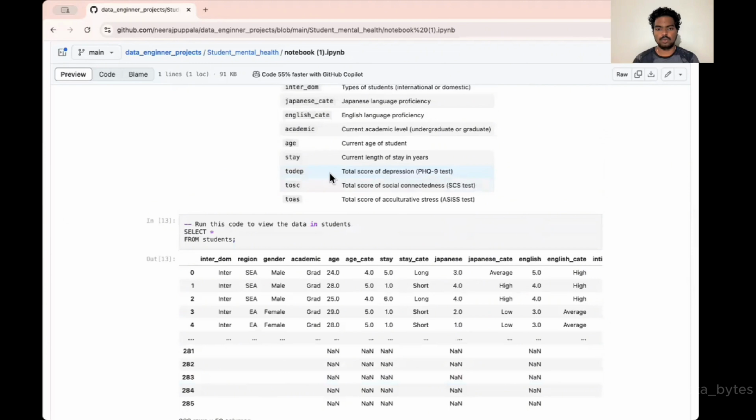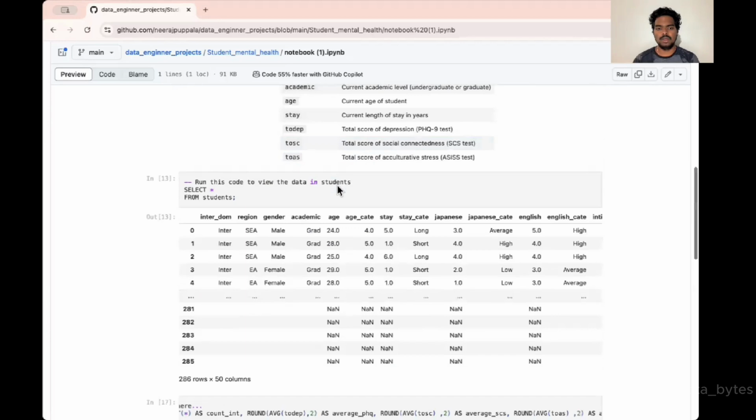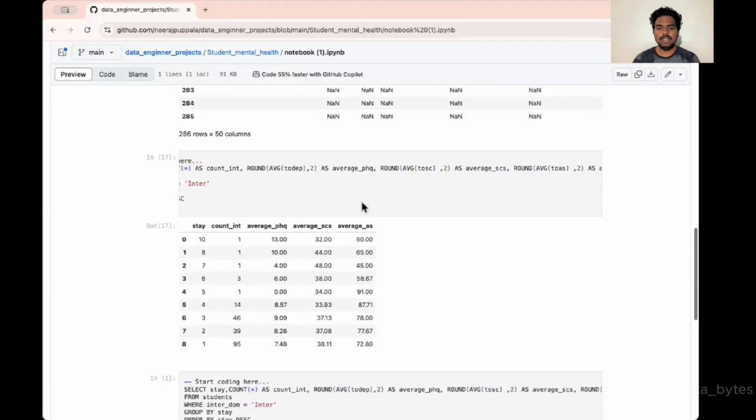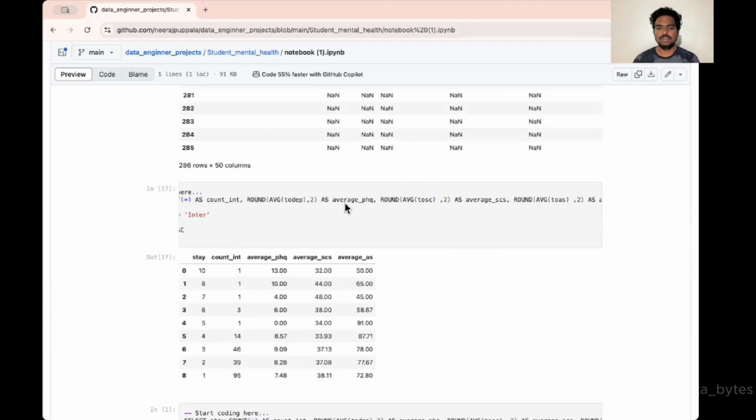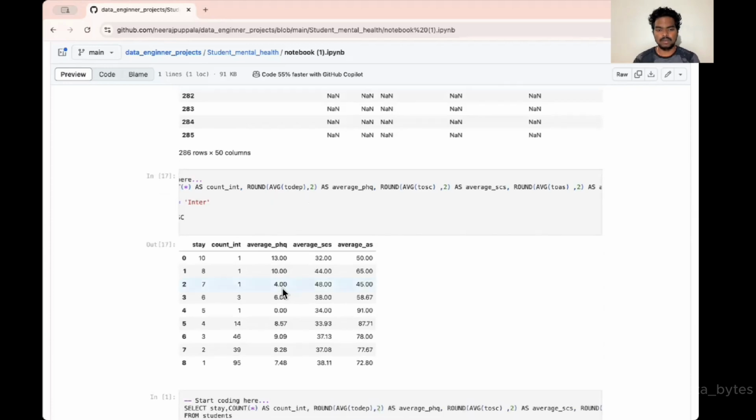So 2dep is defined as the total depression score, and 2SC is the total score of social connectedness, and 2as is the total score of acculturative stress. So I'll be taking the average of these three. Based on this, we can say if the length of stay is a contributing factor or not. So I'll also be taking the round function here because that makes our table look compact instead of getting a big table in the query result. So I'm rounding it to 2 decimal places for all the three averages that I'm taking here.